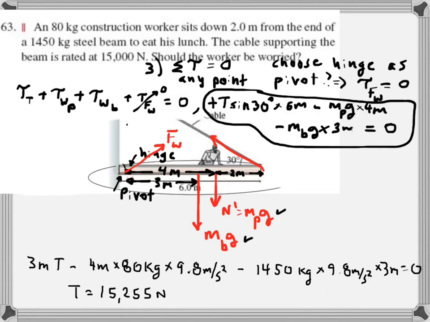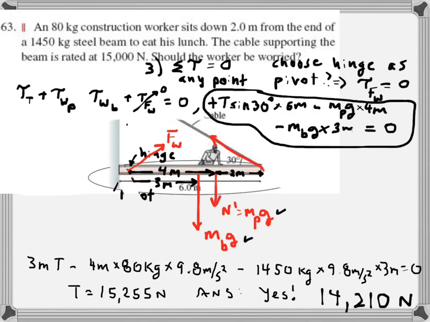You get 15,255 newtons is the tension in that cable. So clearly we are 255 newtons above the maximum tension that the cable can stand, which tells us that the answer to the question in the problem is that yes, the worker should be worried, because that cable will not be able to stand that tension.